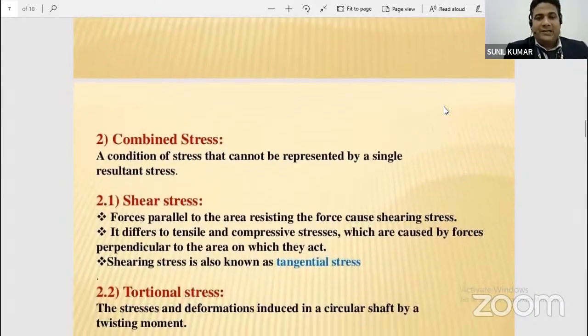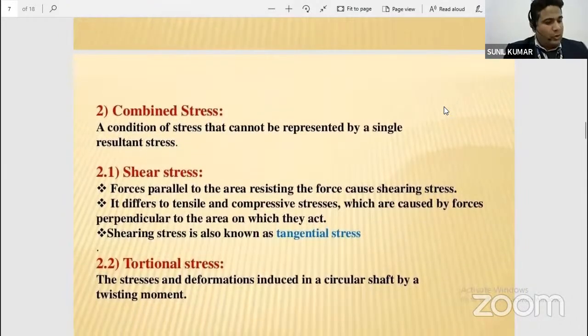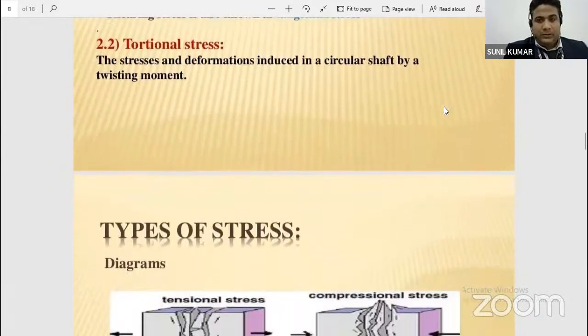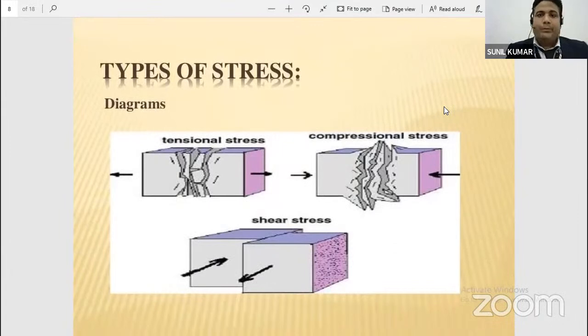Then combined stress, shear stress and torsional stress. So I'm bringing one diagram. This is a very, very important diagram which shows tensile stress, compressive stress and shear stress.